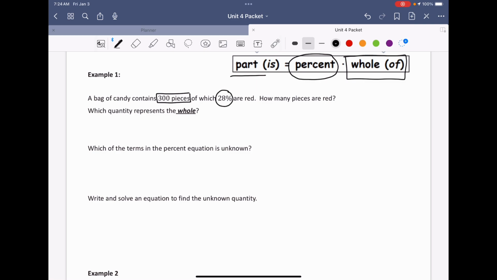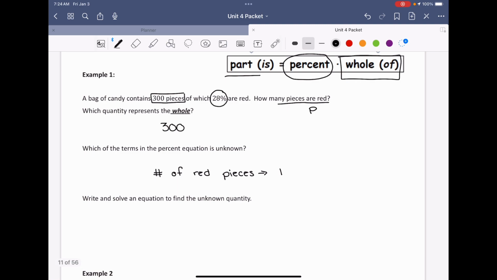28% are red. So that's our percent. And how many are red? Well, that's what we don't know. That's our part. So first question just says which quantity is the whole. So that's the 300 we boxed in. Remember, our whole has to do with our total, and our part is something specific based on the total. So which of the terms is unknown? The number of red pieces, which represents the part.